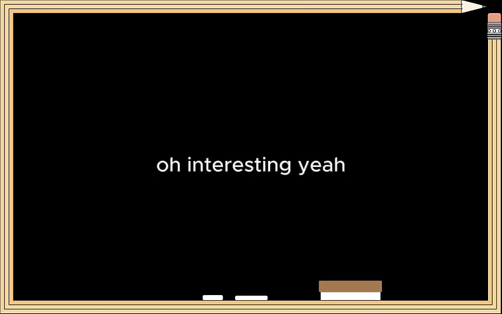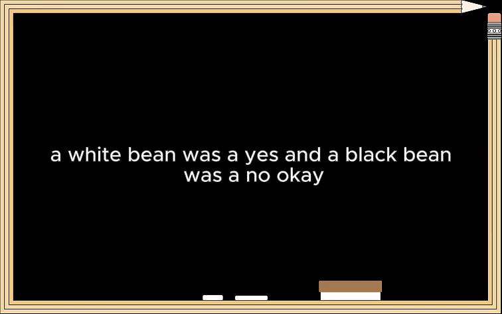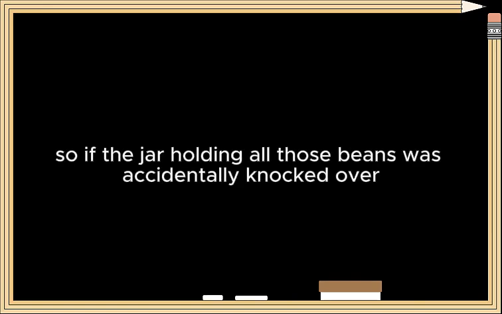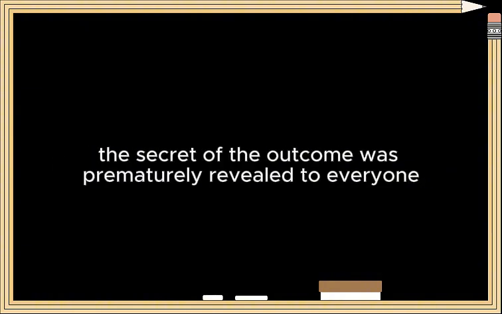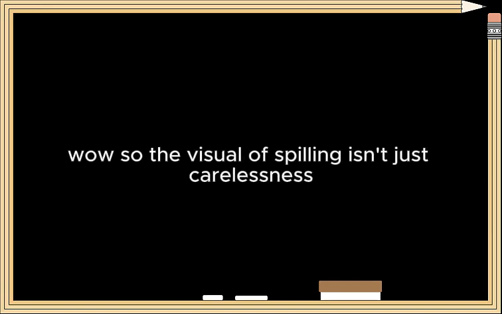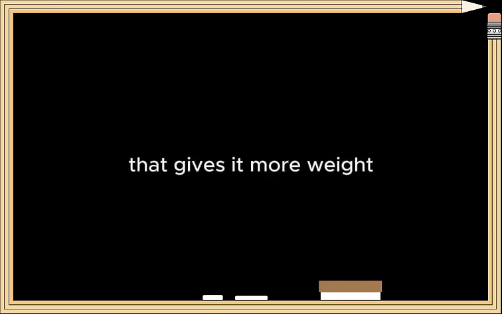Oh, interesting. Yeah, where secret societies or even voting processes used beans. A white bean was a yes, and a black bean was a no. Okay. So if the jar holding all those beans was accidentally knocked over before the votes were counted, the secret was out. You spilled the beans. The secret of the outcome was prematurely revealed to everyone. Wow, so the visual of spilling isn't just carelessness. It's about revealing a hidden decision. Yeah. That gives it more weight.